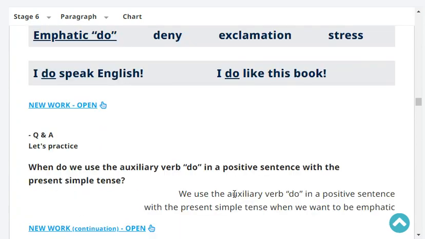Okay. When do we use the auxiliary verb do in a positive sentence with the present simple tense?